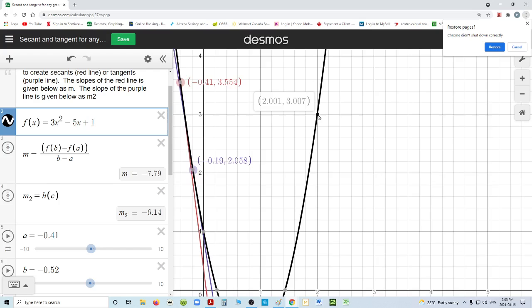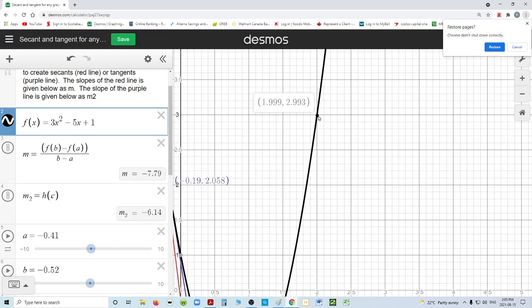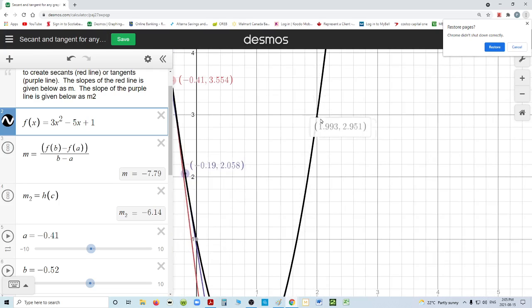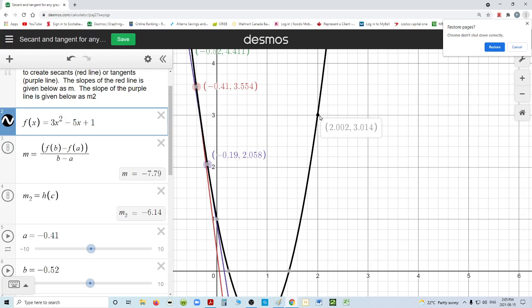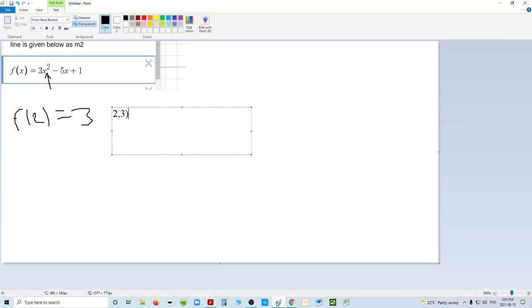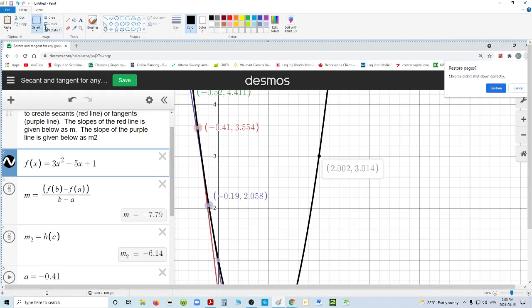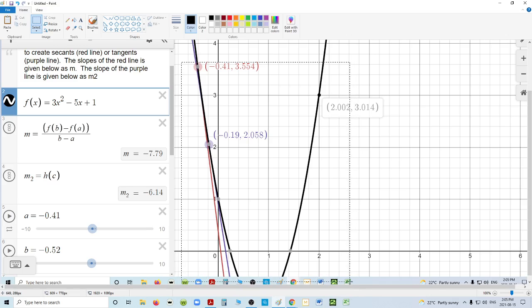Can't quite do it. Well, if I zoom in, I can do it. It doesn't matter. It's roughly there. And you take a picture, and then you put it on your graph. And then you try to draw a tangent there of that image.